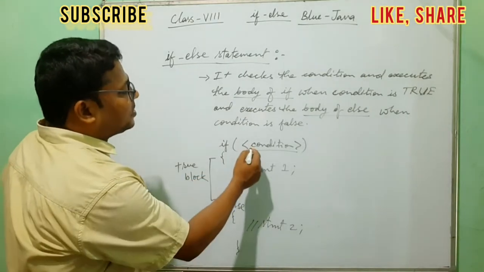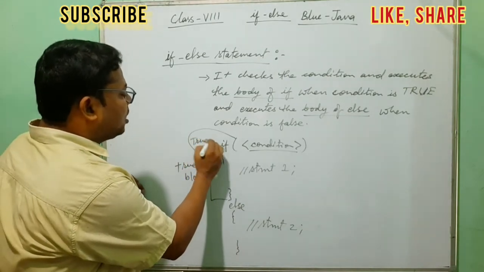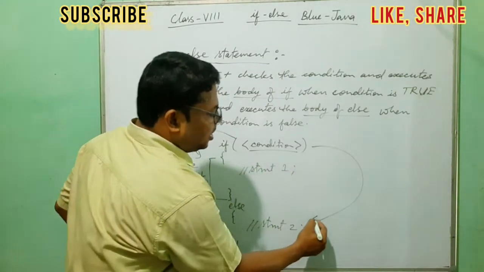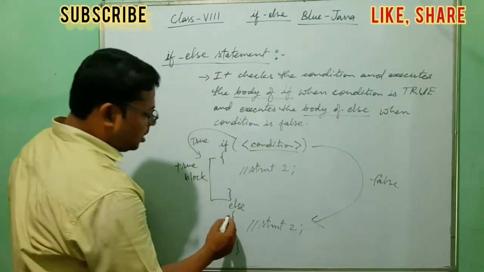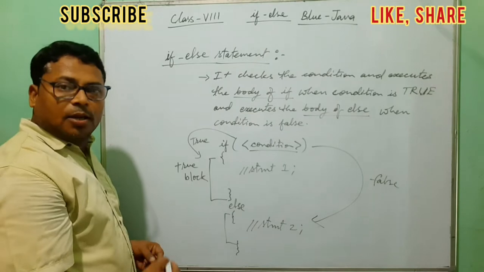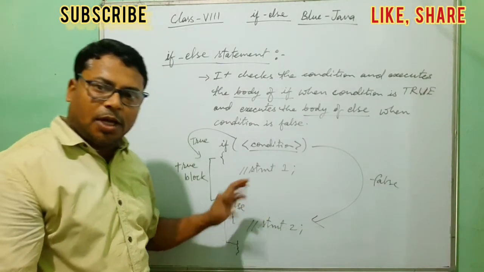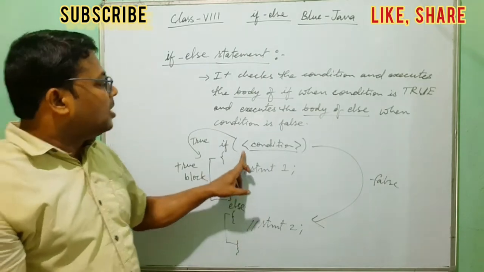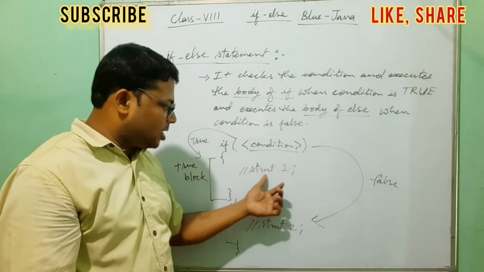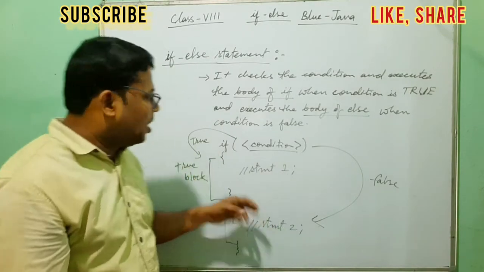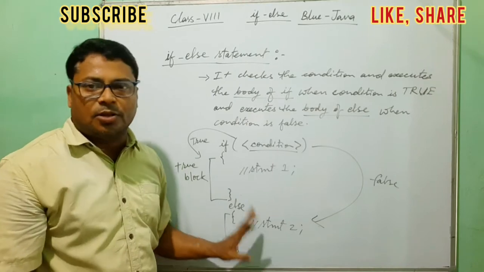When the condition is true, it is executing the if body, and when the condition is false, it is executing the else block. So else will not contain a condition; it works in the opposite, reverse way. If the condition is true, it will execute the body of if, whatever statement 1 is. When the condition is false, control moves to the else part and it will execute that body.